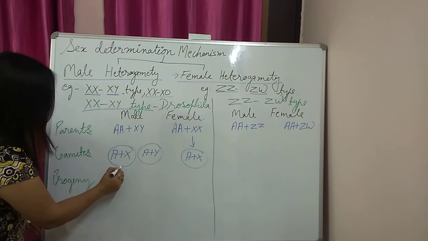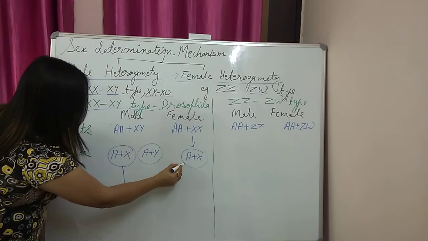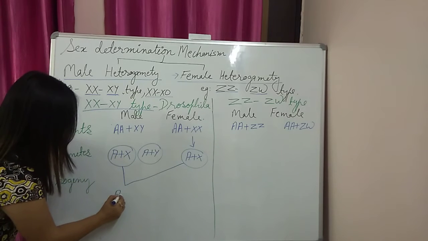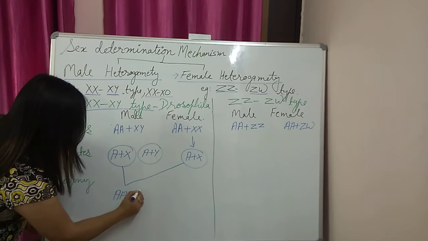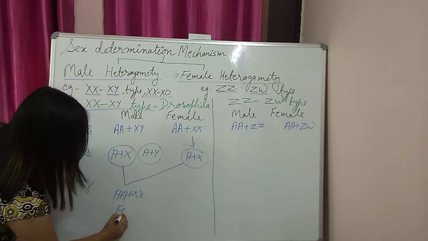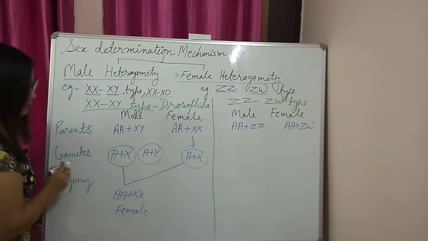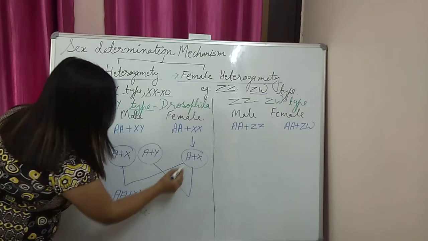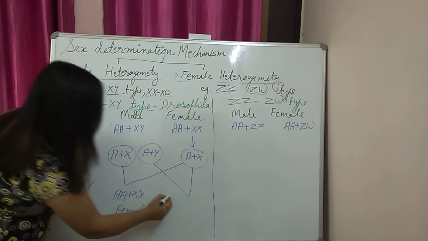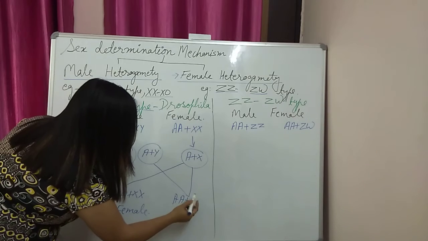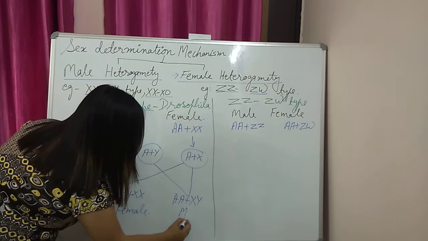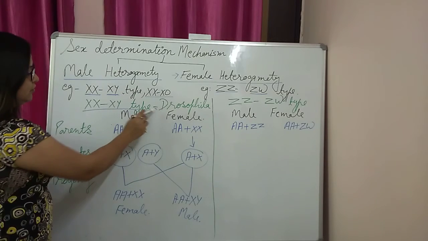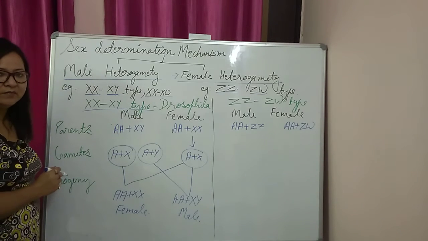If the sperm having the X chromosome fertilizes the female gamete having the X chromosome, then it will form a female. But if the sperm having the Y chromosome fertilizes the ovum, then it will form a male. So this kind of sex determination is present in Drosophila as well as in human beings.